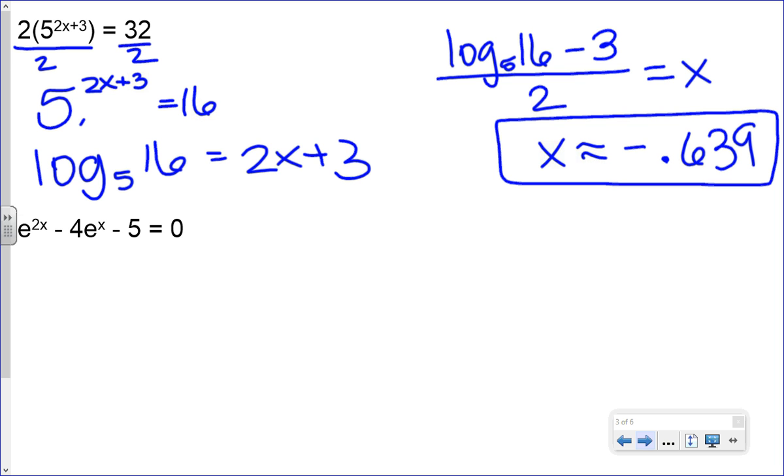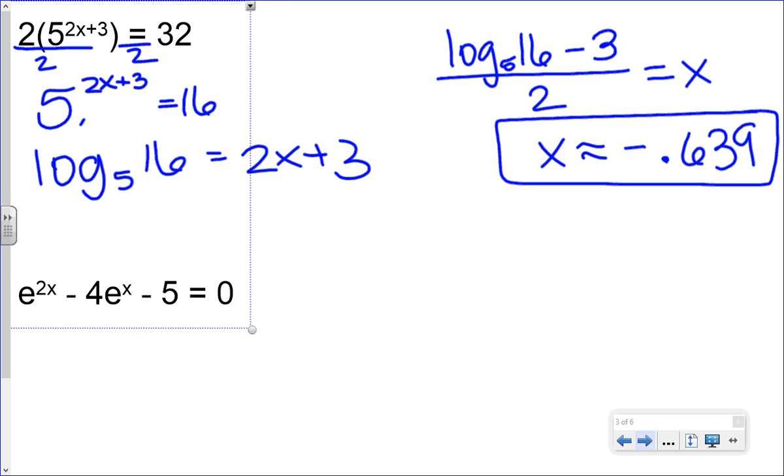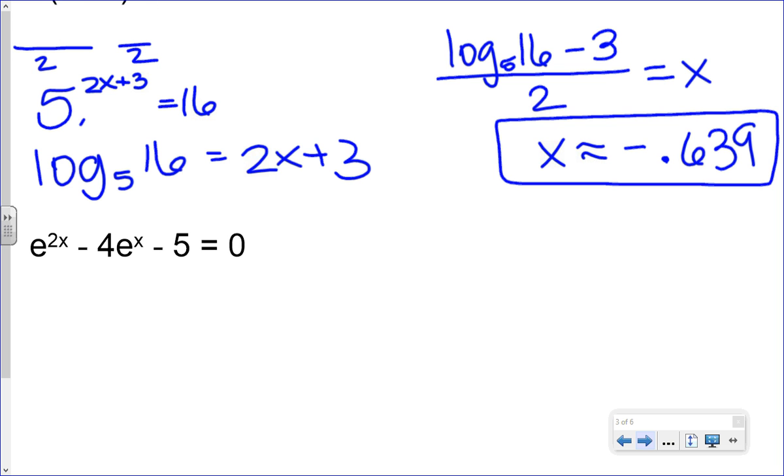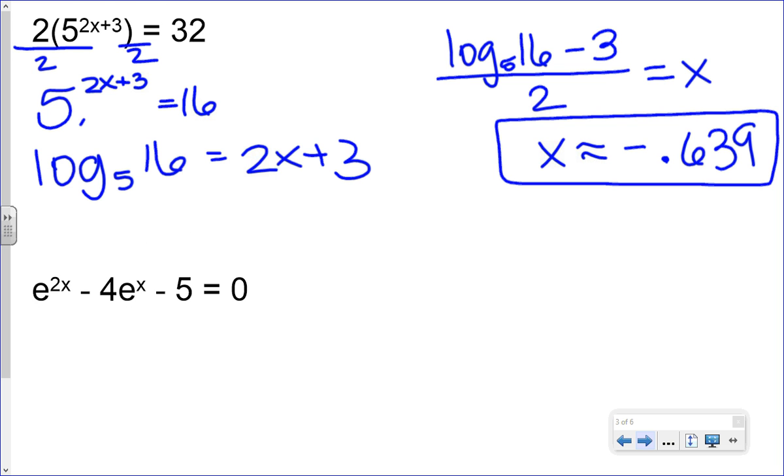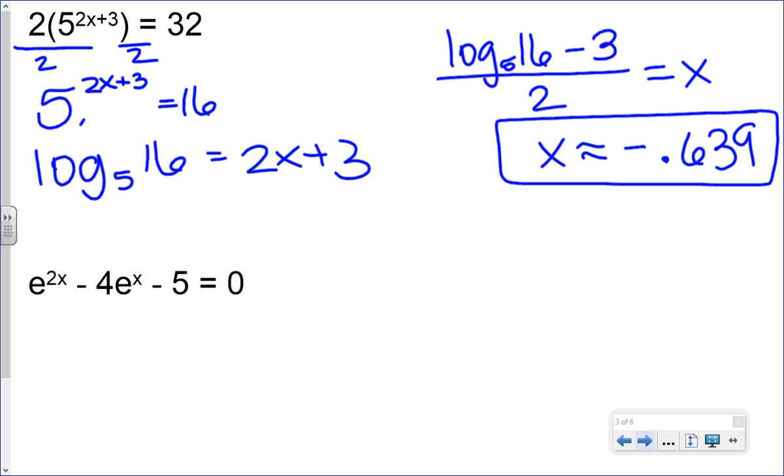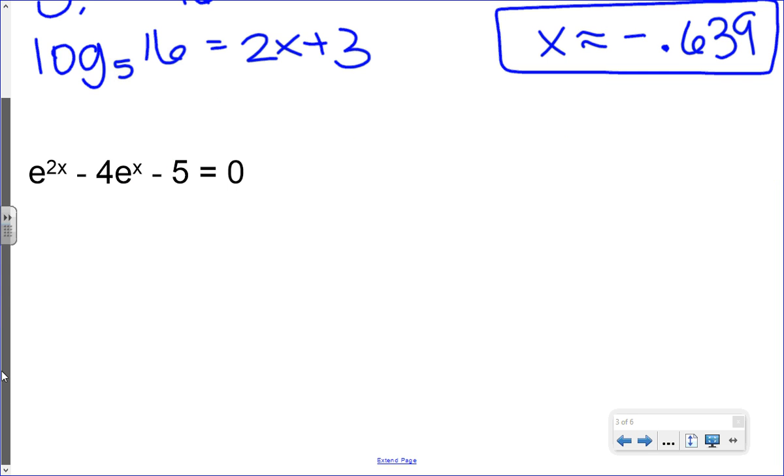All right, our next problem. e to the 2x minus 4e to the x minus 5 equals 0. Thoughts? What does this mean? How do we condense it?